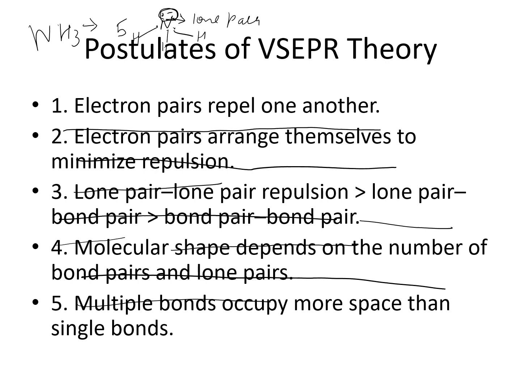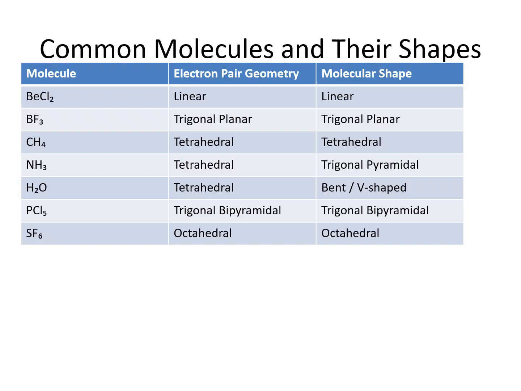Okay, now understand what the lone pair is. The lone pair are those free electrons which do not participate in chemical bonding. Okay, now coming to the fifth postulate: multiple bonds occupy more space than a single bond. As we all know, a single bond occupies lesser space and multiple bonds occupy more space. We all know that. Okay, now let's understand some common molecules and their structures.